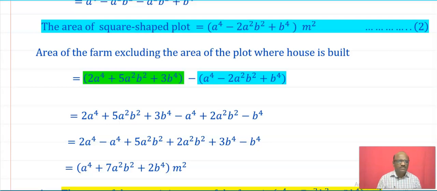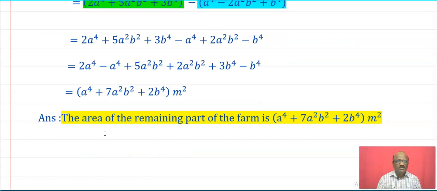5a square b square. Again here there is an a square b square term, that is 2a square b square. It will become 7a square b square. And what about the last? Here is 3b raised to 4 and here is minus b raised to 4. Then you will get 2b raised to 4 meter square. Therefore, the area of the remaining part of the farm is a raised to 4 plus 7a square b square plus 2b raised to 4 meter square.